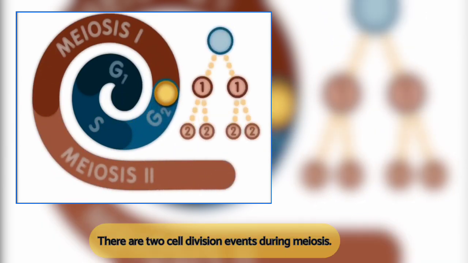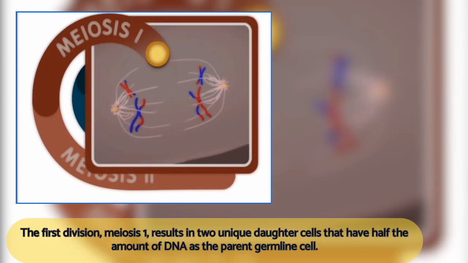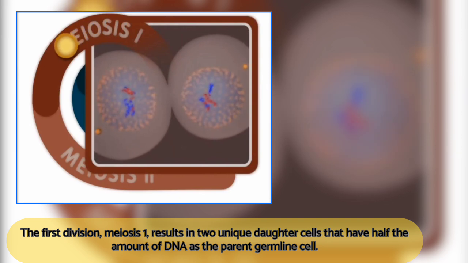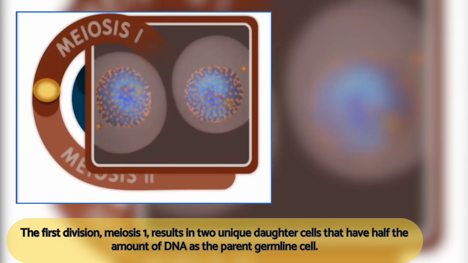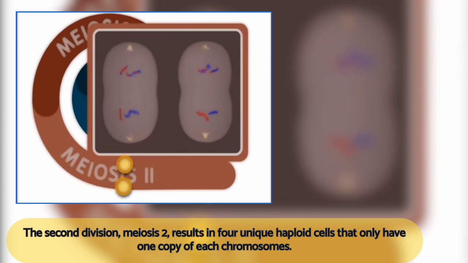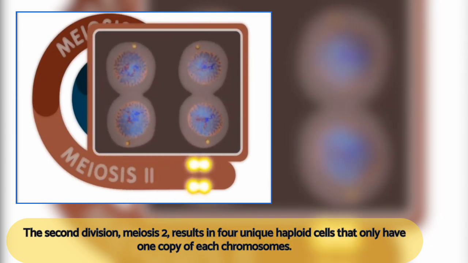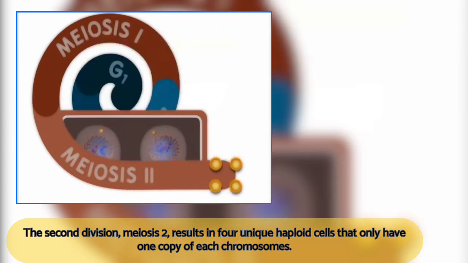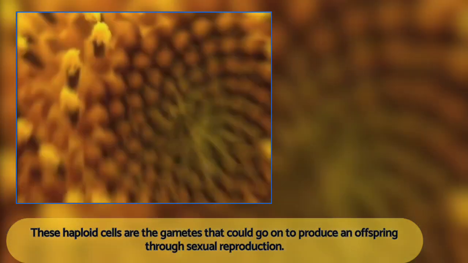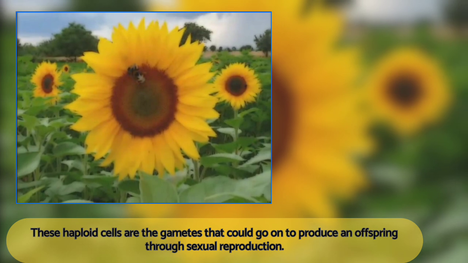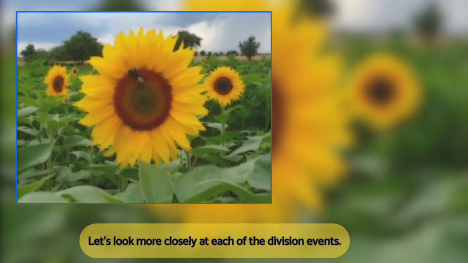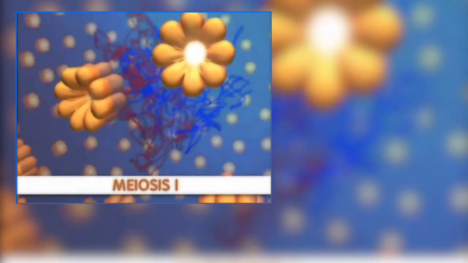There are two cell division events during meiosis. The first division, meiosis 1, results in two unique daughter cells that have half the amount of DNA as the parent germline cell. The second division, meiosis 2, results in four unique haploid cells that only have one copy of each chromosome. These haploid cells are the gametes that could go on to produce an offspring through sexual reproduction. Let's look more closely at each of the division events.